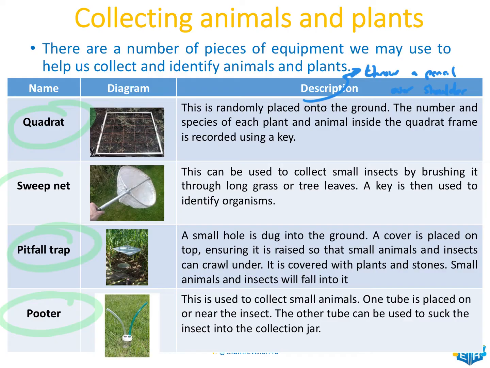So the number of species of each plant and animal inside the quadrat frame will be recorded using a key. So we want to be able to identify what they are, first of all, using the key, and then record the number of them that are present.